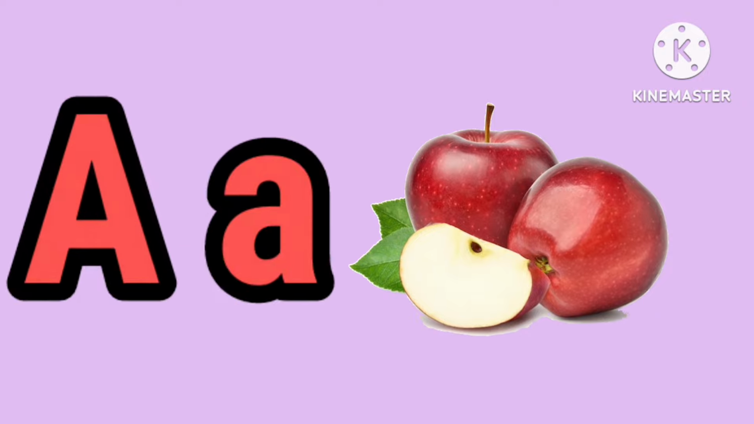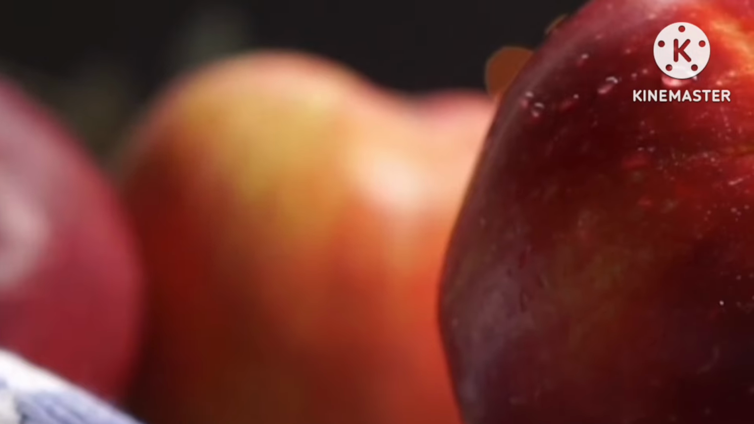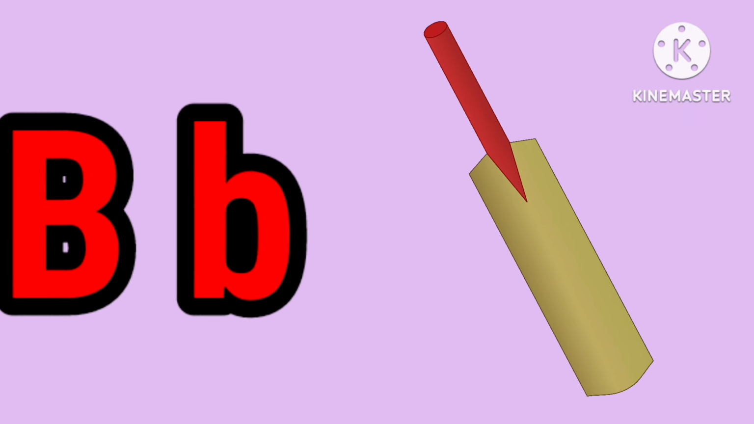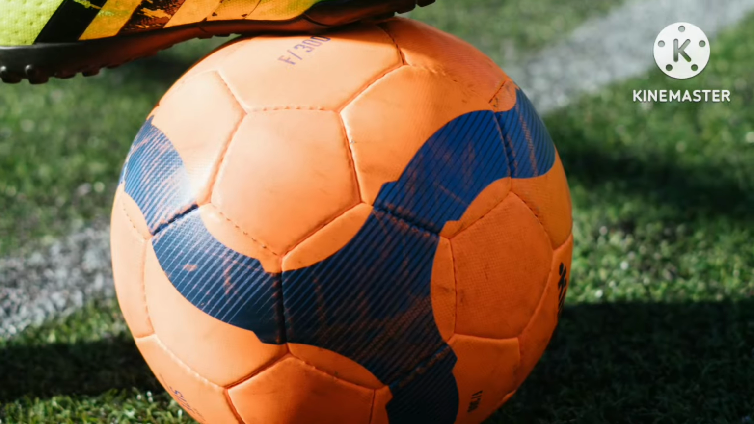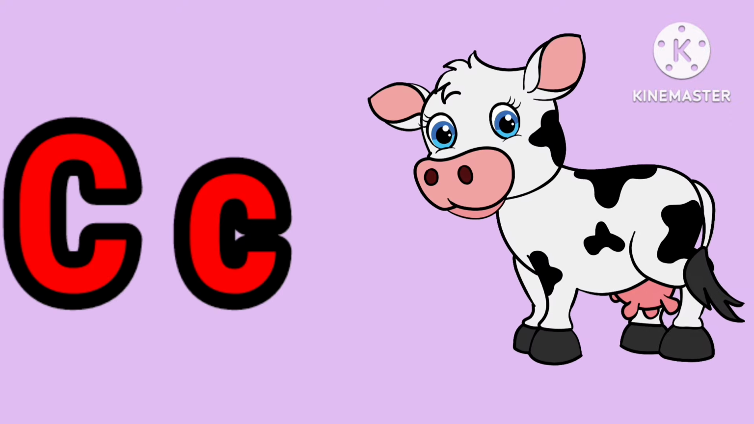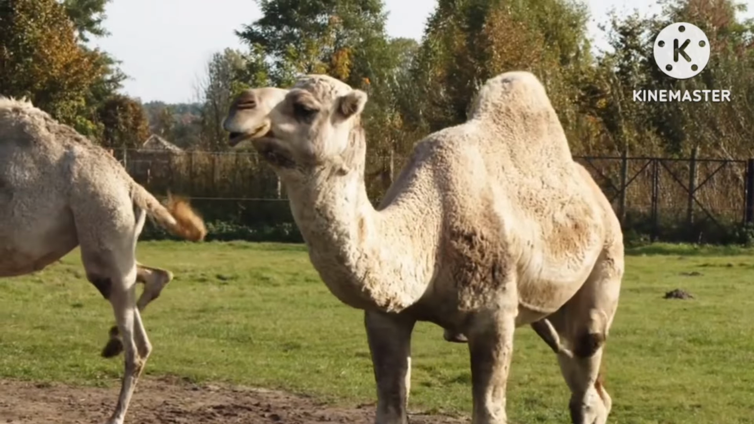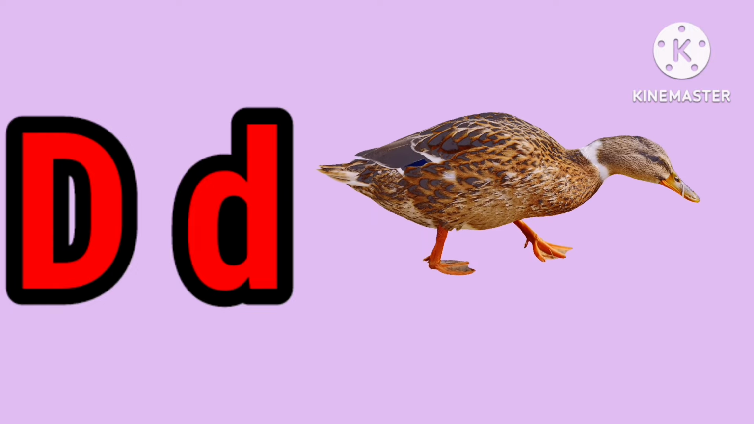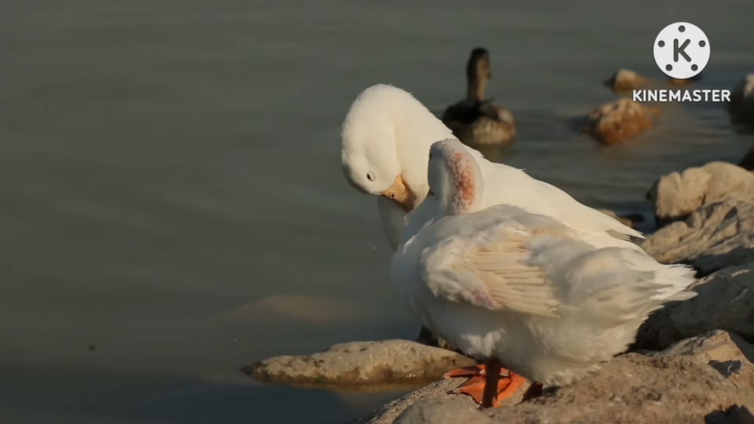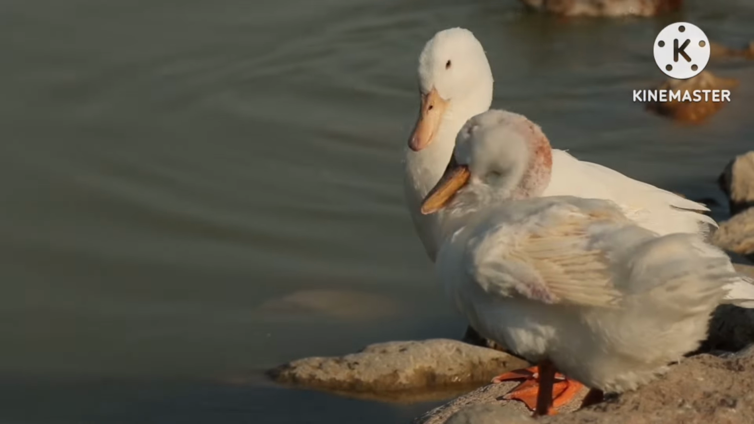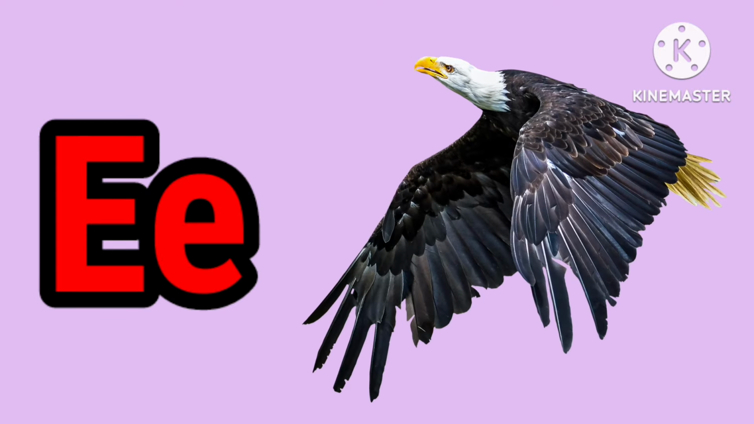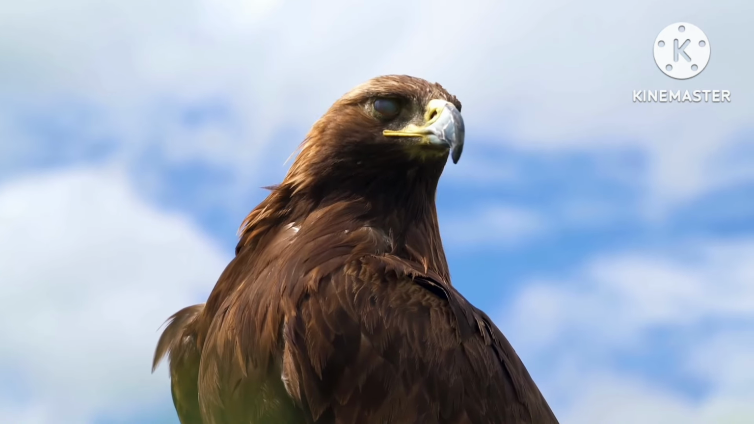A for apple, B for bat, B for ball, ba ba ba ba. C for cow, C for camel, ka ka ka ka. D for duck, D for dinosaur, da da da. E for elephant, E for elephant.